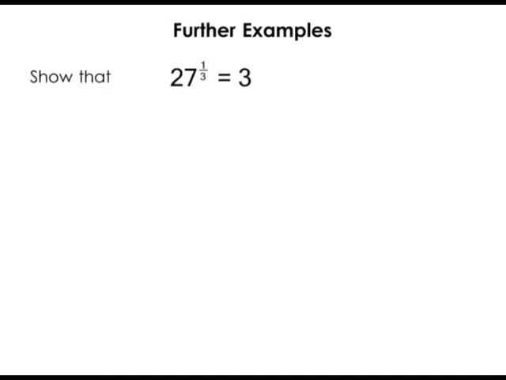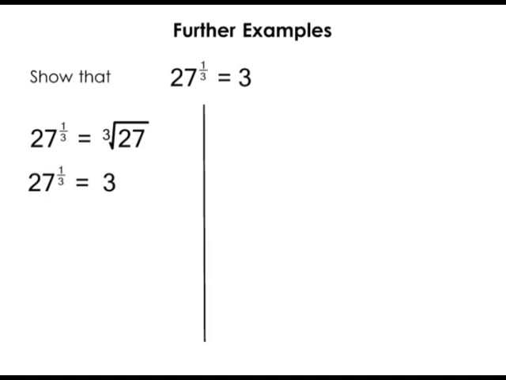How about this one? Show that 27 raised to power a third is equal to 3. Now we can show this in two ways. The first one, from the fractional indices rule, we know that x raised to power 1 over n is equal to the nth root of x, which means that 27 raised to power a third is equal to the cube root of 27. And we know the cube root of 27 is 3. And therefore we have proved that 27 raised to power a third is equal to 3.